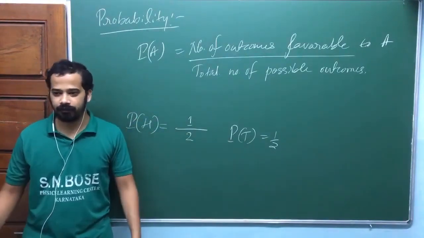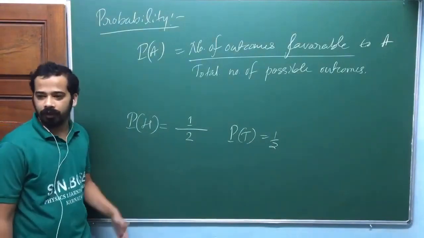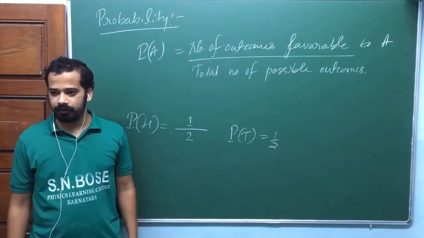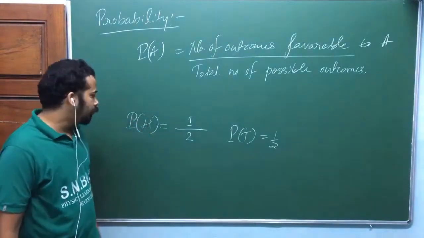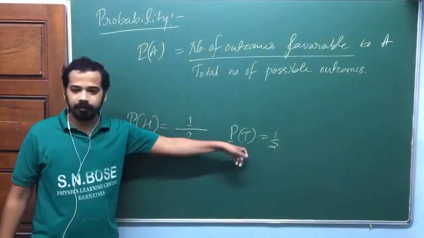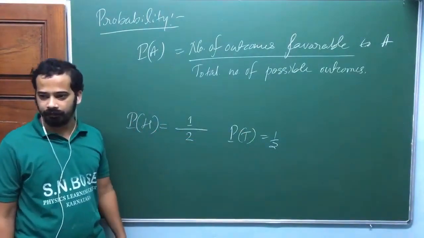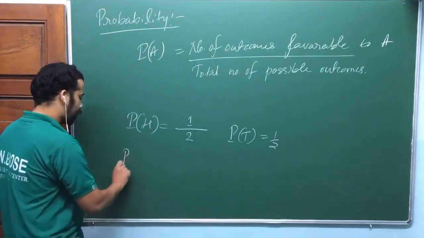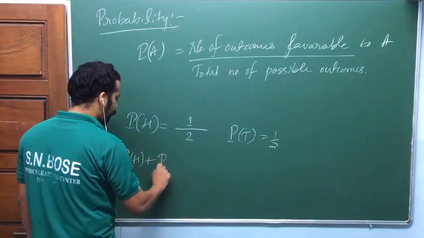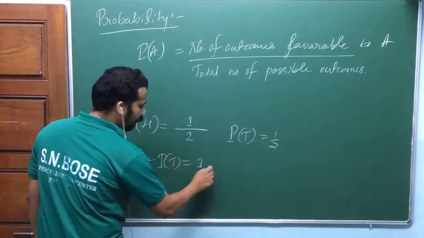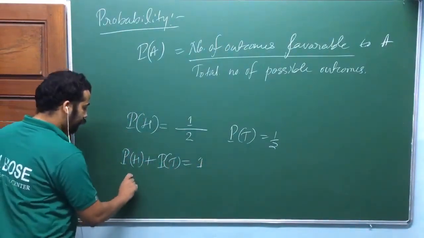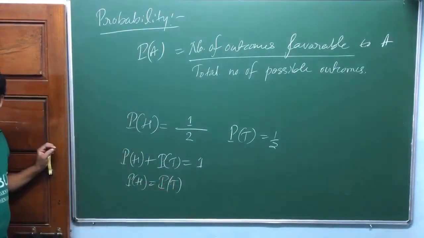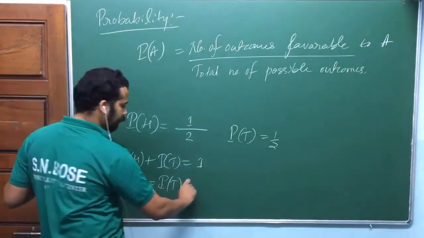None of these events are favored. When you toss the coin, either head or tail, they are not favored. Now look here. When the probability of being head is equal to the probability of being tail, only then can you write half and half. The probability of being head plus the probability of being tail should be equal to 1. Now, if you write that probability of head equals probability of tail, you can substitute here and write this as 1/2.